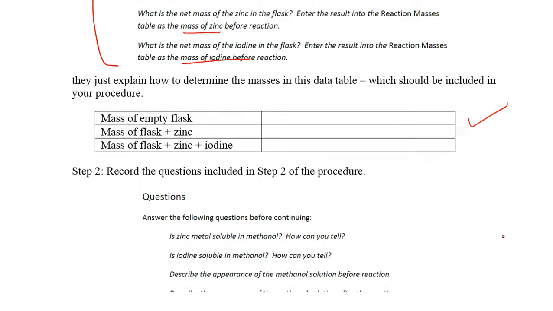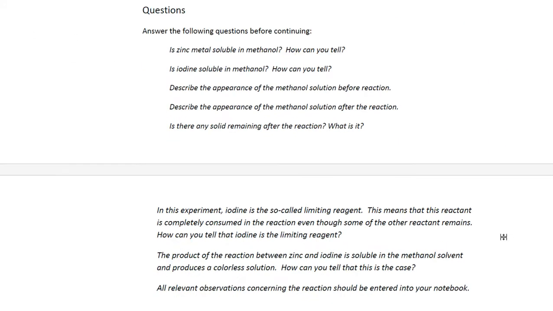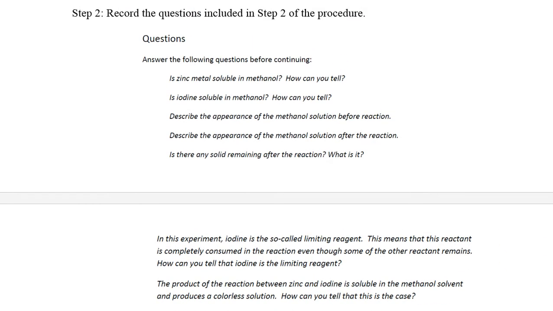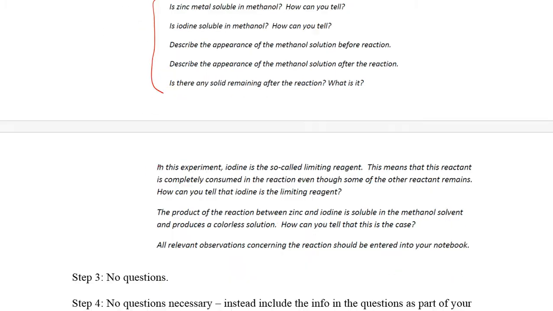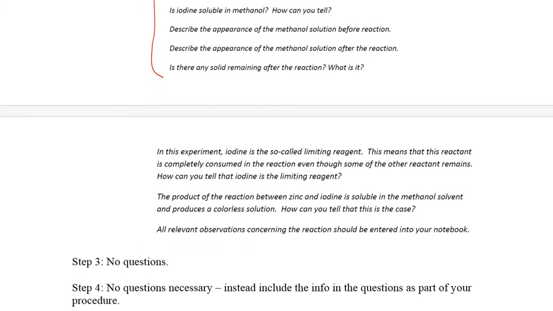Step 2, I would include the questions listed in step 2 of the procedure, and there are quite a few of them. And these first set of questions are on, I think, one page of the handout. Those are fine. And in the second part, on the next part of the handout, there are some other questions as well. So all those questions for part 2 should be included in your notebook. Step 3, there are no questions included.